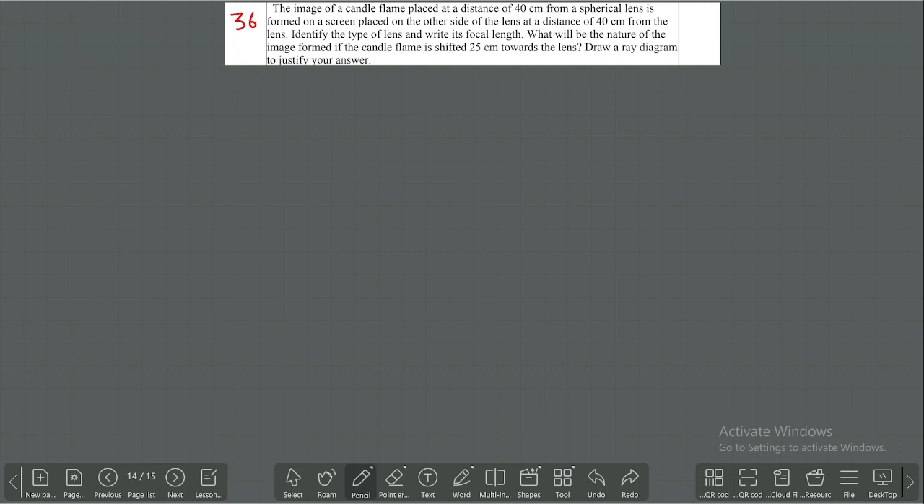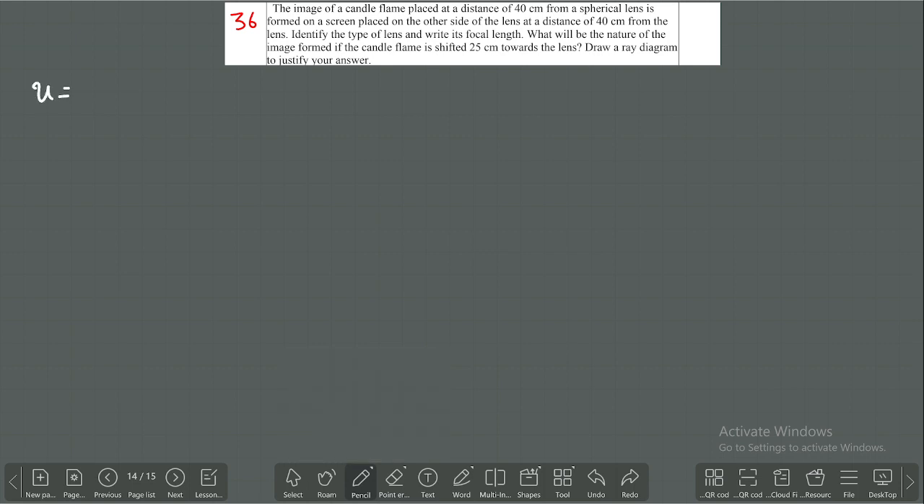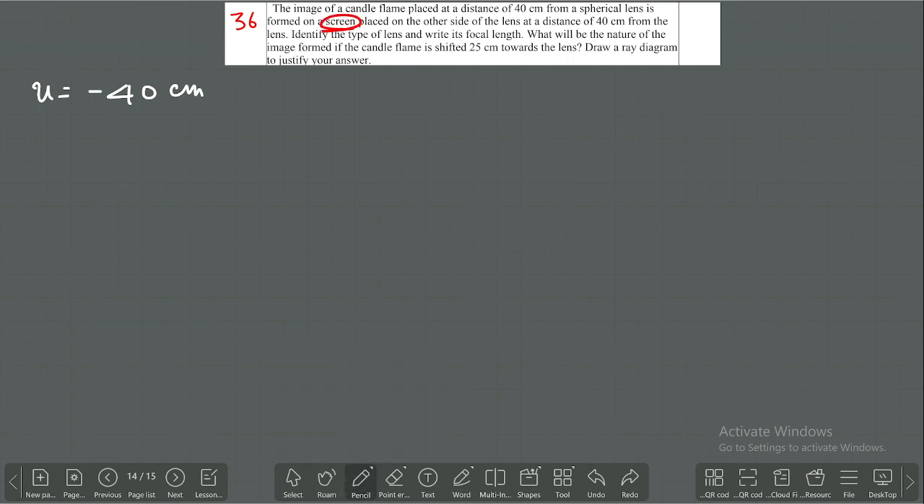The image of a candle flame placed at a distance of 40 centimeter. So u is equal to minus 40 centimeter as it is on the left hand side. The image of the candle flame placed at a distance of 40 centimeter from a spherical lens is formed on the screen. Instead of the words real image, they use the word screen. As we said earlier, screen represents the nature of the image you are going to obtain, which is called a real image. Why? Because a virtual image cannot be obtained on the screen.